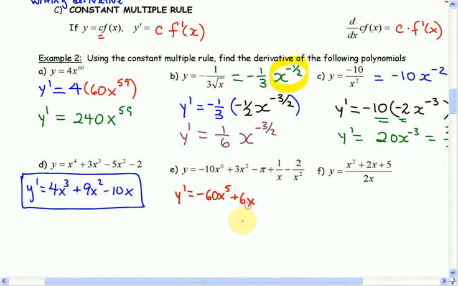6x. What's the derivative of pi? 0. Good. Pi is a constant. You hate pi. Okay. Okay, and then how about 1 over x?